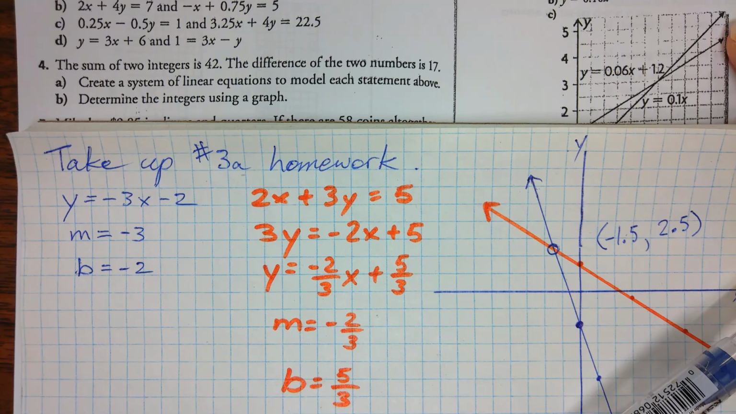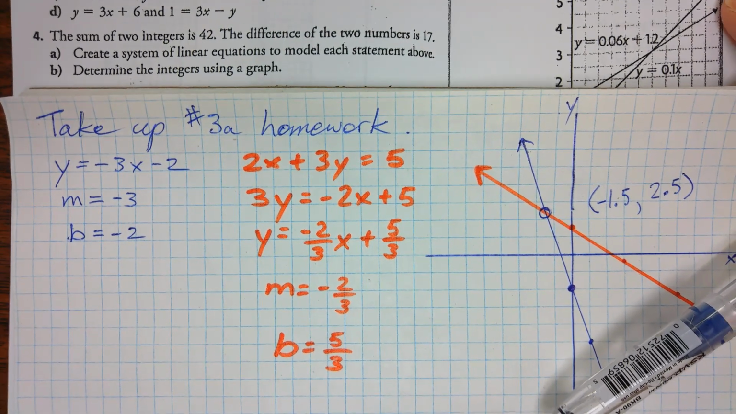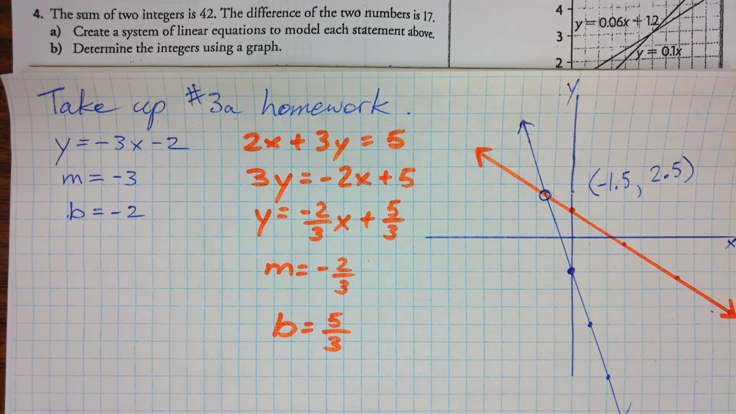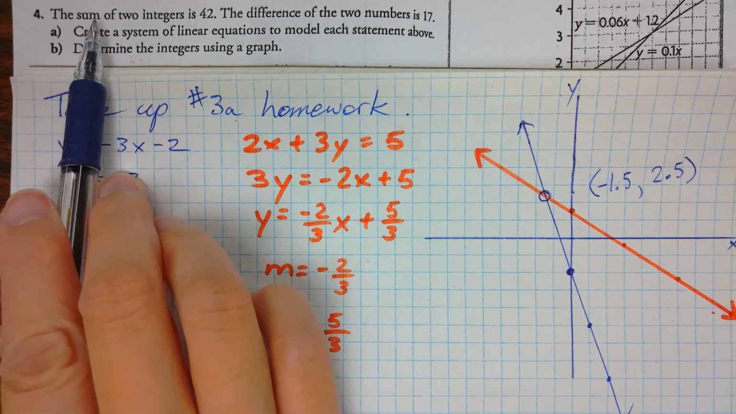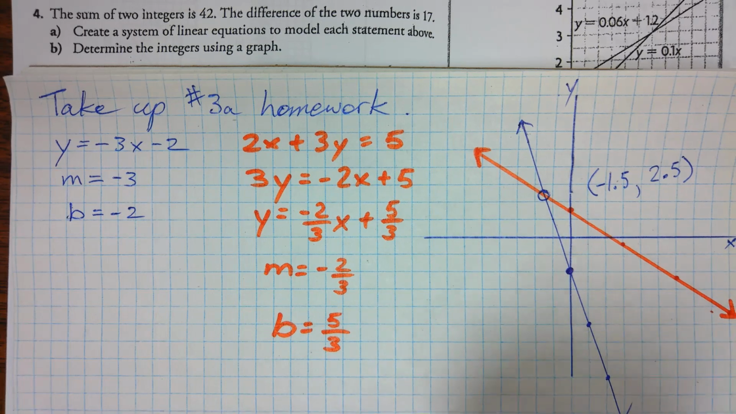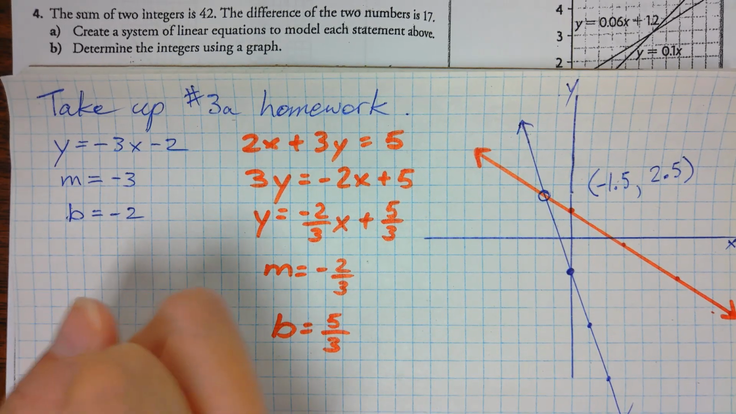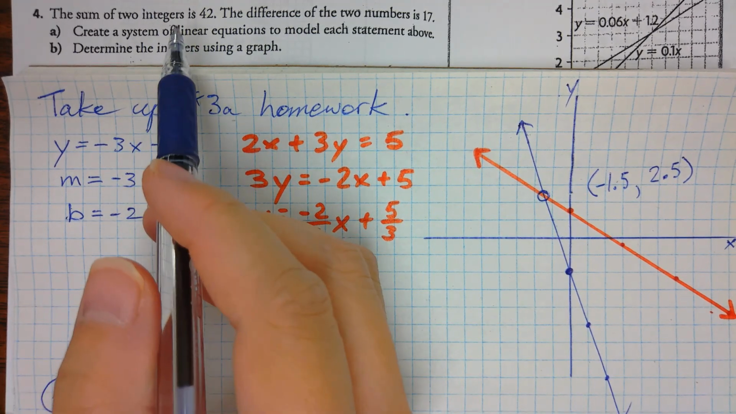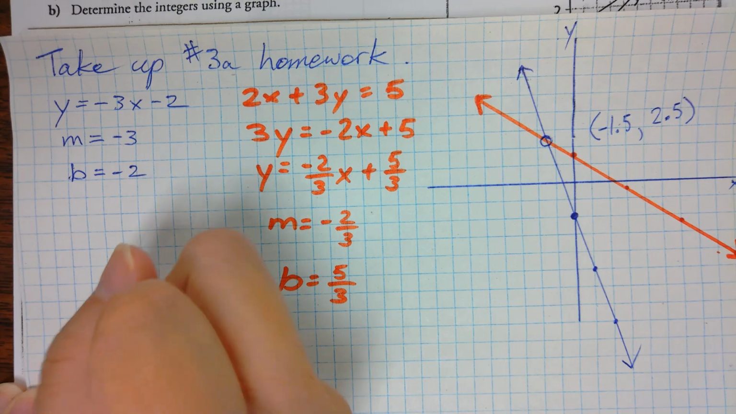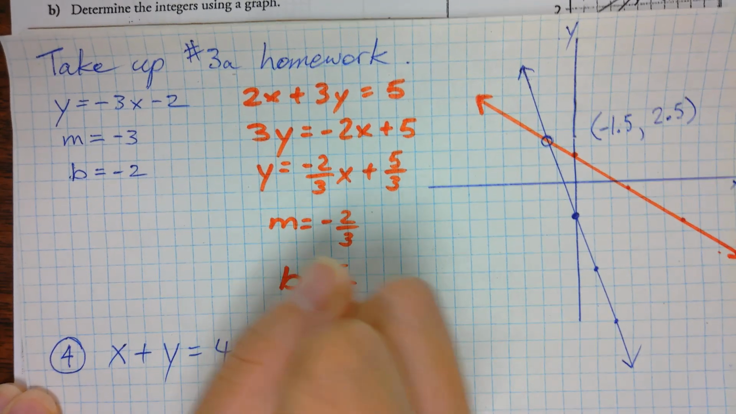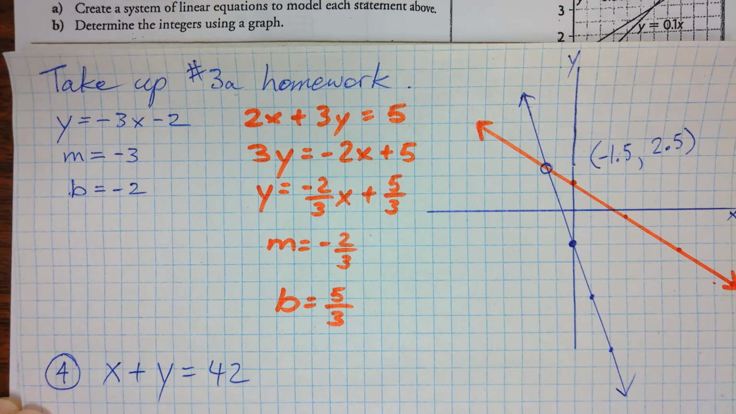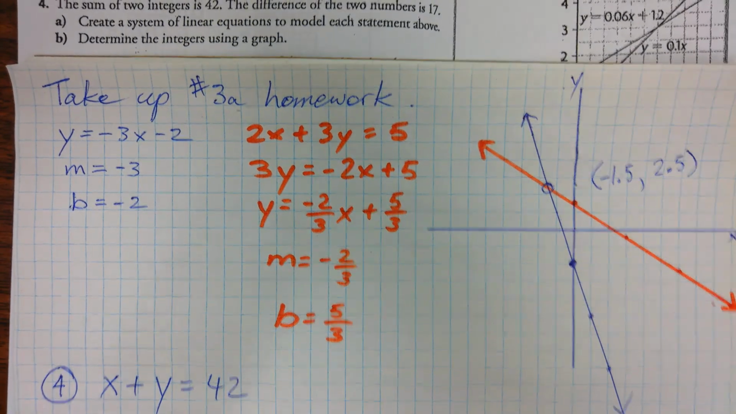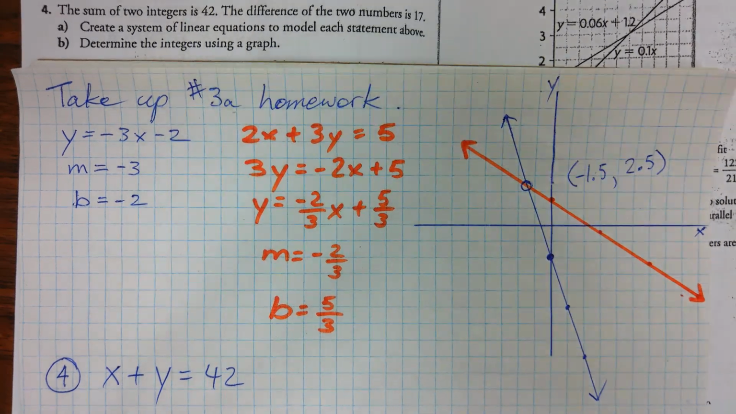This number 4 right here, I just want to create the 2 equations for you, because I heard you guys working on this one yesterday, and you guys had some discussion with your partner. That was awesome. Alright, so the sum of 2 integers is 42. What does sum mean? Yep. The result of addition. Addition. Good, good. Okay, so the sum of two integers is 42, so x plus y equals 42.